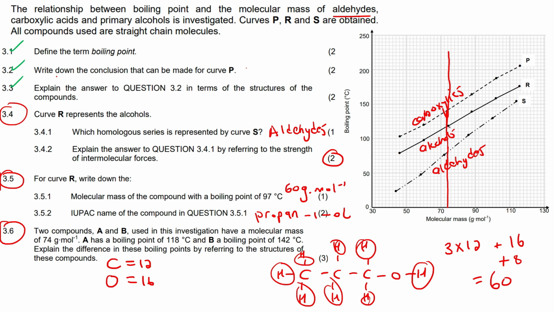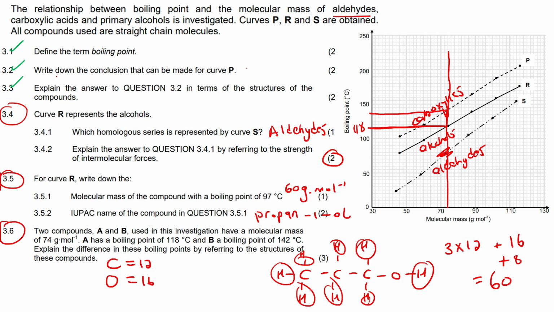So 118 is probably this one over here. Okay, so it's the alcohol. See that? It's because it's coming from the alcohol curve. That would be about 118. And B has a boiling point of 142. Okay, well, that would have to be the carboxylic acid, because that's somewhere up here. So it's definitely not the aldehyde. Explain the difference in the boiling point by referring to the structures.